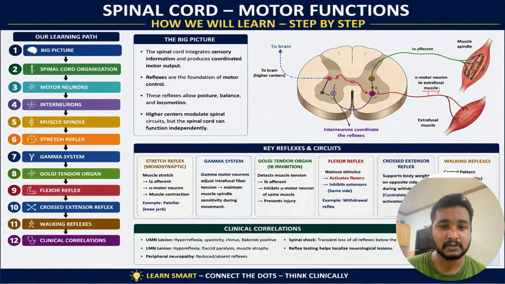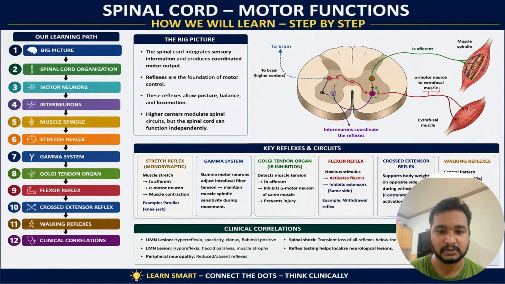In our previous lecture, we completed the anatomy of the forebrain and learned how the brain plans our thoughts, emotions, and voluntary movements. But have you ever wondered, who actually carries those commands from the brain to the muscles? The answer is the spinal cord. Today, we begin one of the most important topics in physiology, the motor functions of the spinal cord.